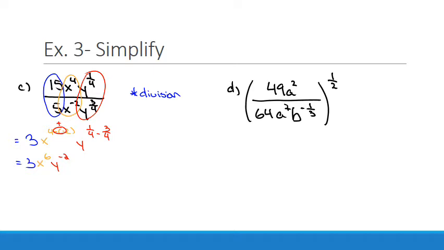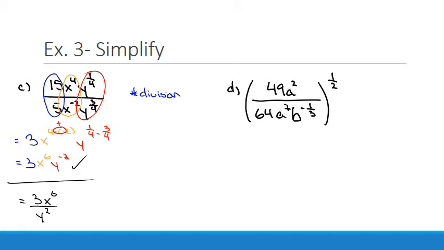And again, if the language of the question was "simplify, leave all answers with positive exponents," I can then write it as 3x to the 6th power all over y squared. This question does not have that language, so I am fine to leave it as that first answer. All right, we've come to the last example.